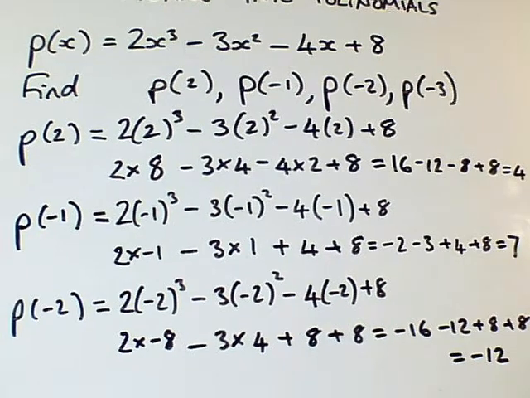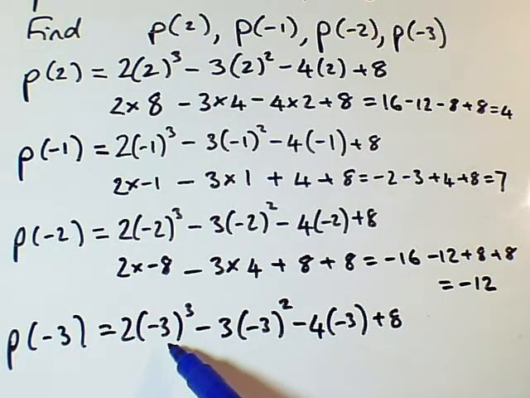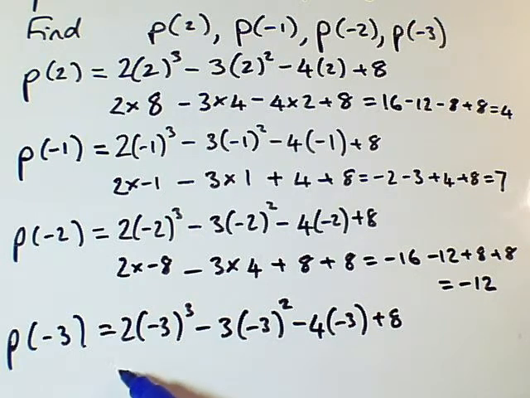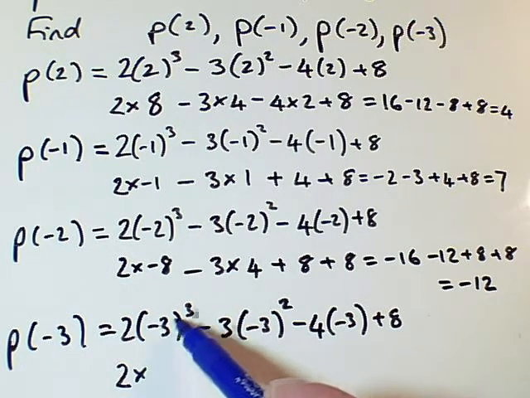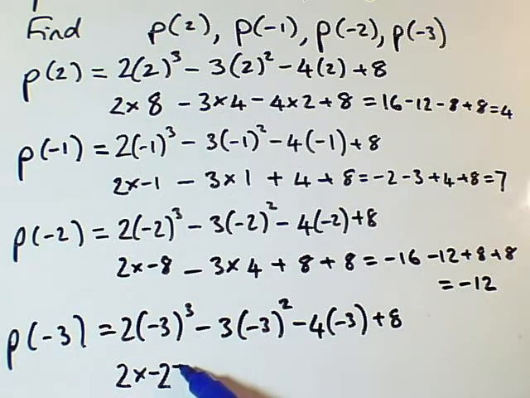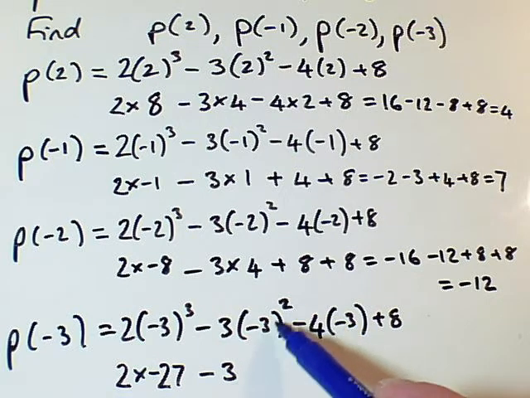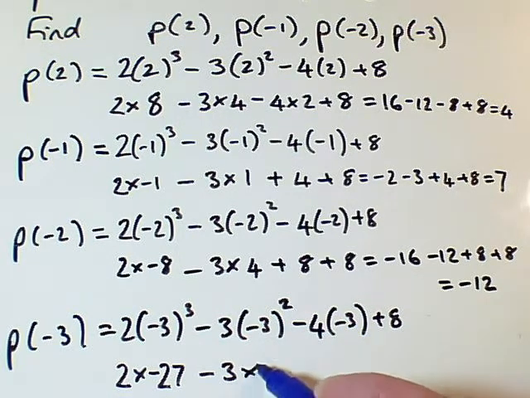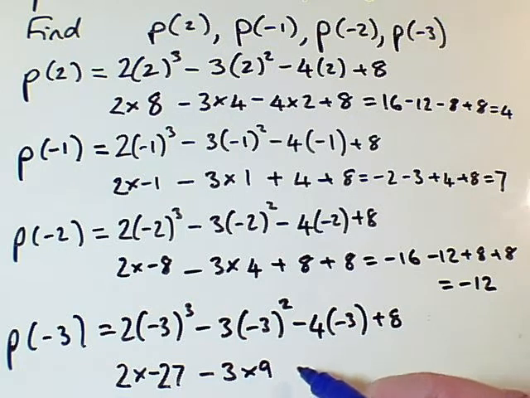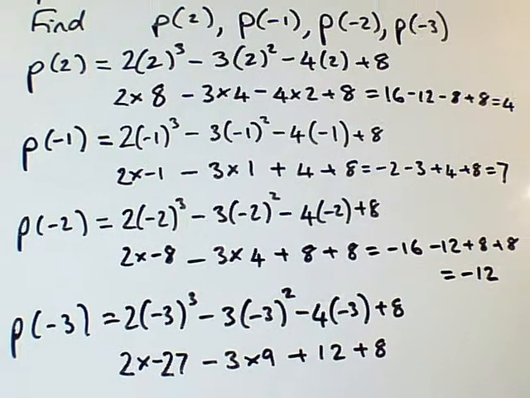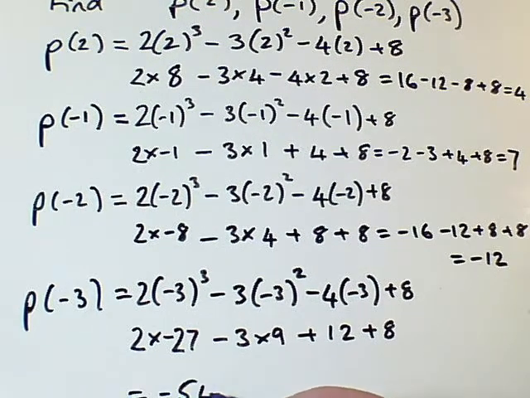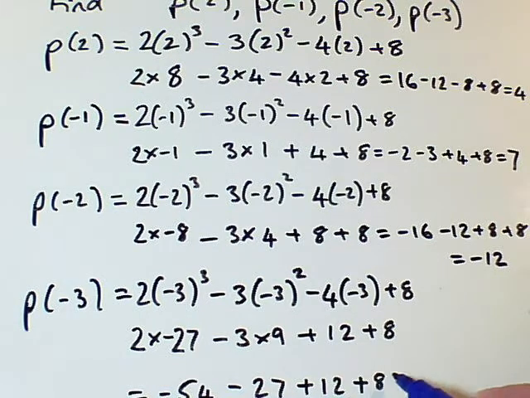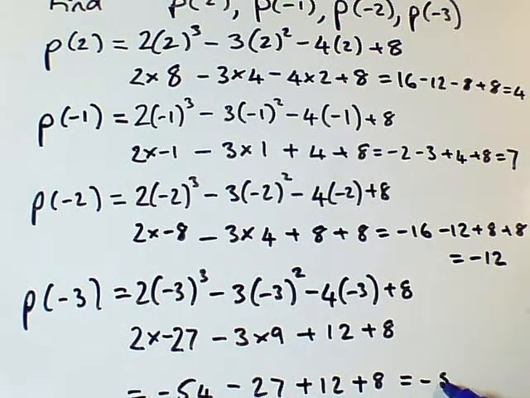Okay, and one more to do. 3 times 3 times 3 is 3 times 9, which is 27, so this is going to be 2 times odd power of minus 3, means it's 2 times minus 27, minus 3 times even power of 3, 3 squared is 9, so minus 3 squared is also plus 9, minus 4 times minus 3 is plus 12, plus 8 gives me minus 54, minus 27, plus 12, plus 8, which is minus 51.